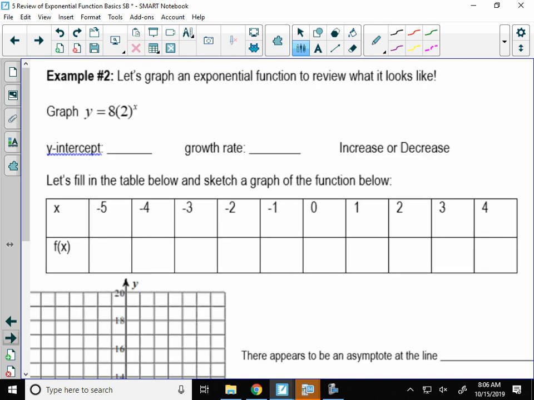Now, you're going to need your calculator for this next part because we're going to graph an exponential function. So let's identify some things before we get started. We have y equals 8 times 2 to the x. Here the y-intercept is 8, that's your starting value. The growth rate is 2, and because 2 is greater than 1, this is going to be an exponential increase. Now you can use your calculator to fill out the table to plot the points.